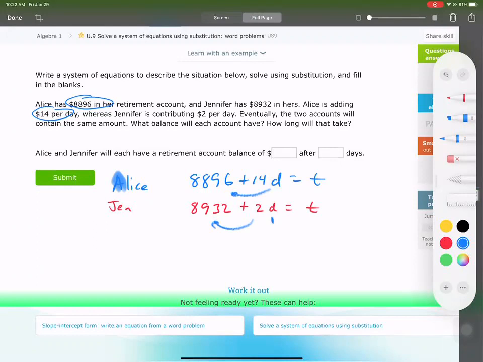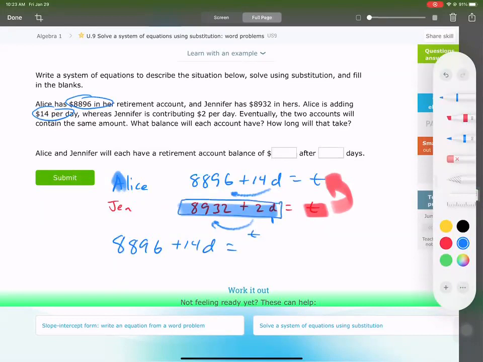But the cool thing about substitution is that we can substitute one variable for a whole equation. So this is what I'm going to do. I'm going to substitute t. Here's t, and I'm going to plug it into this t here. Let me show you how I'm going to write it: 8,896 plus 14d is equal to, this is supposed to be t, right? But isn't t also equal to this t here? And we want the t's to be the same. We want the totals to be the same. So 8,932 plus 2d. And this is what you did in your IXL work before.